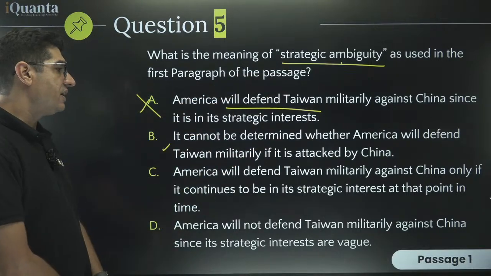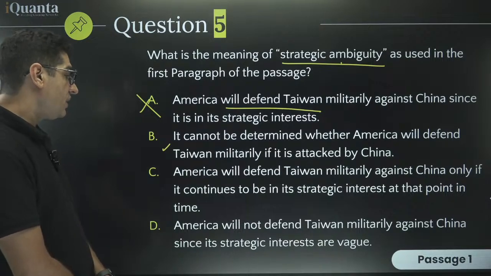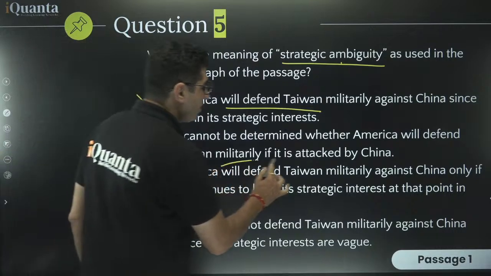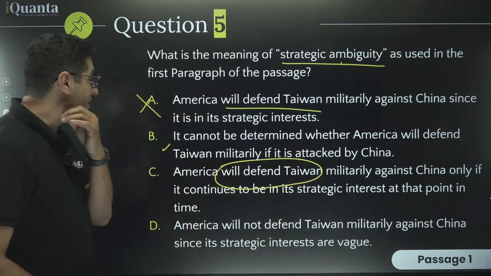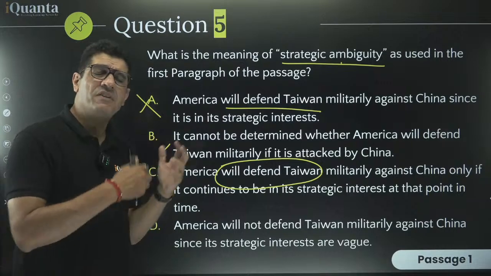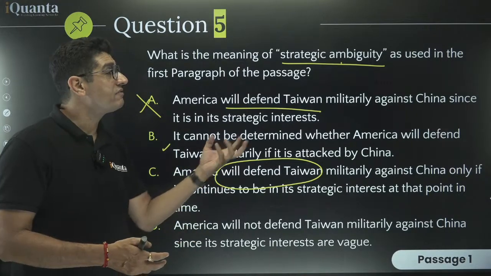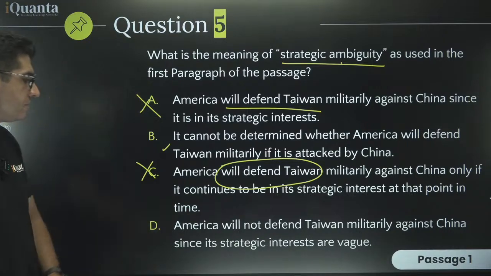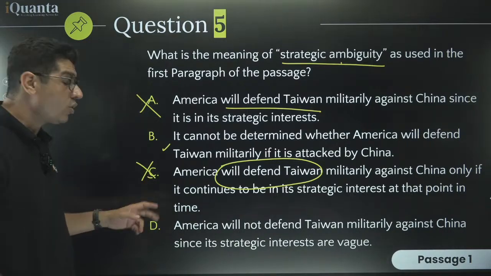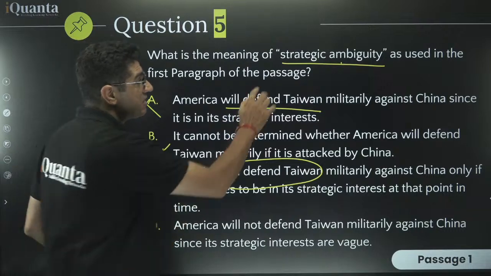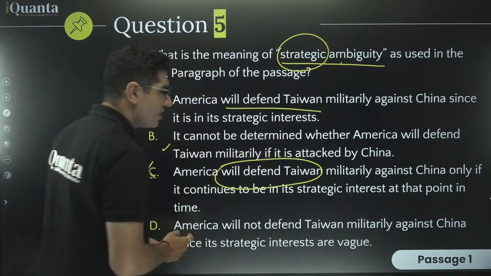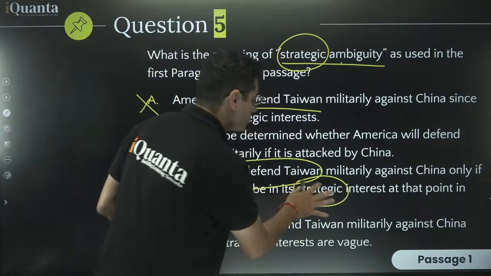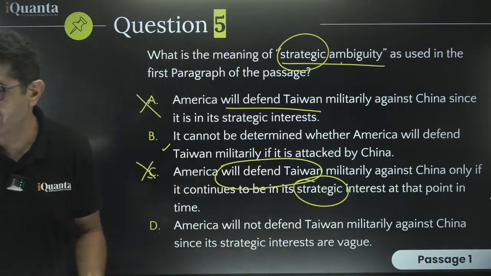C, America will defend Taiwan militarily only if it continues to be in its strategic interest at that point in time. No. Once again, if you are able to say it will defend, even if it is conditional, you have taken out that vagueness from the situation. Then D, so the only thing is, why was C created? C was created because this expression is strategic. And you notice, they simply introduced a reason where they've introduced the word strategic to make it appeal to us.